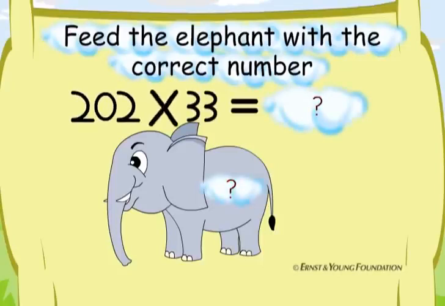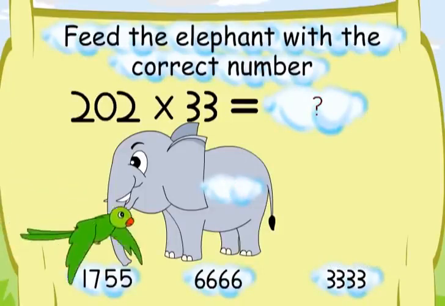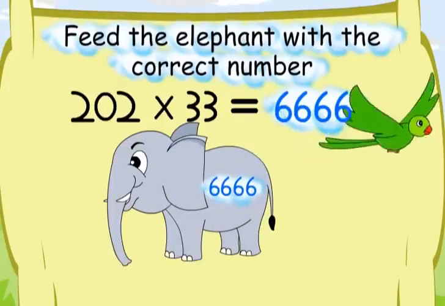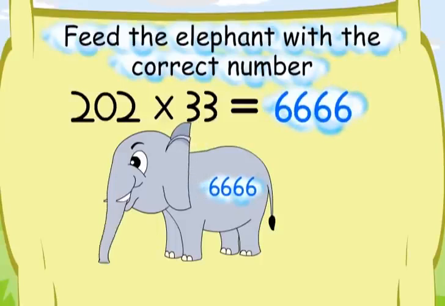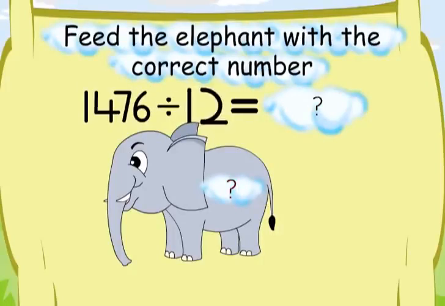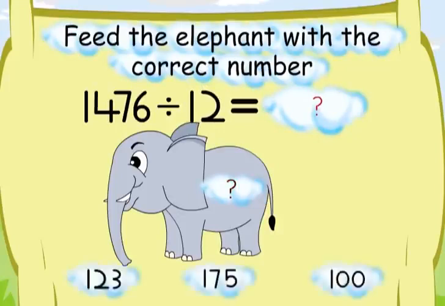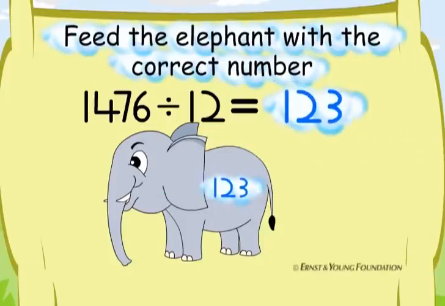202 into 33 is equal to 6,666. 1,476 divided by 12 is equal to 123.